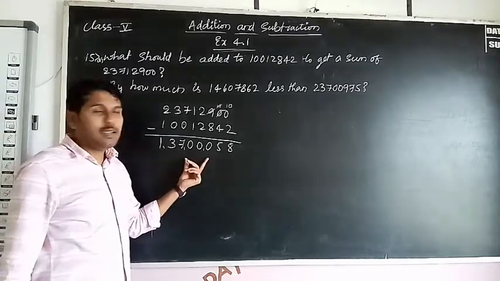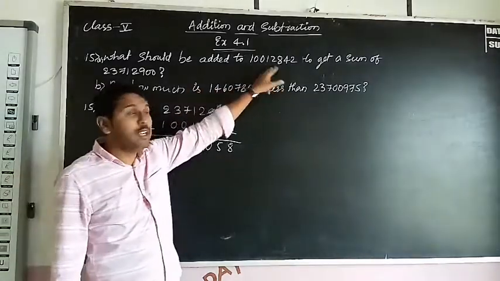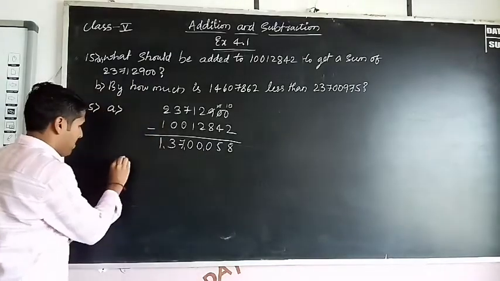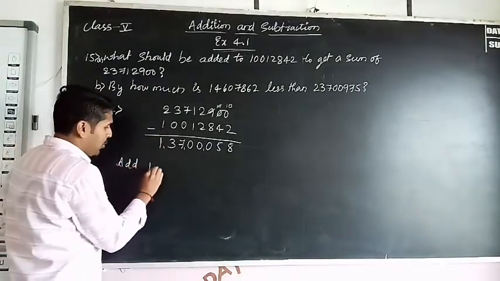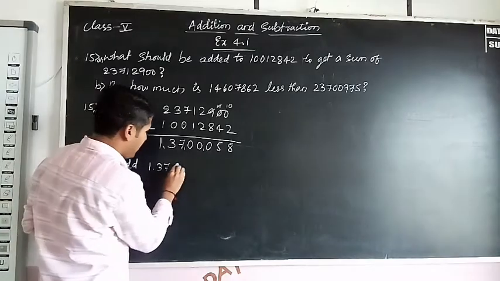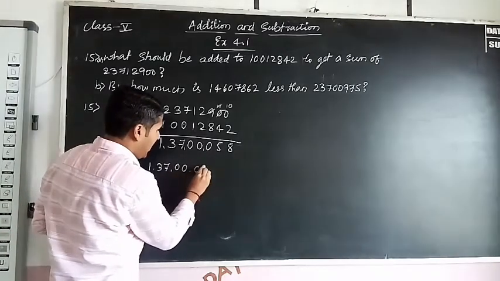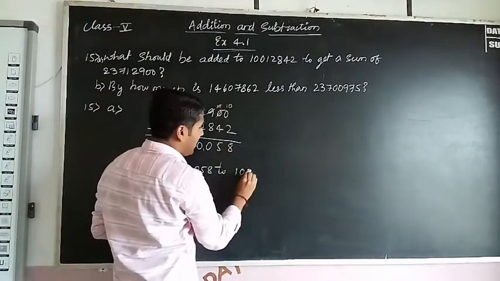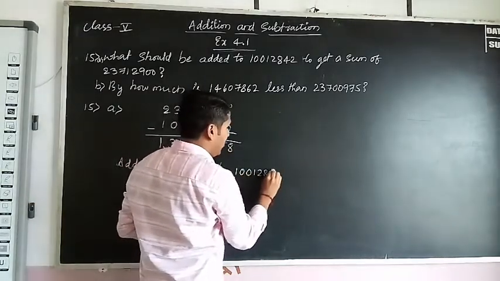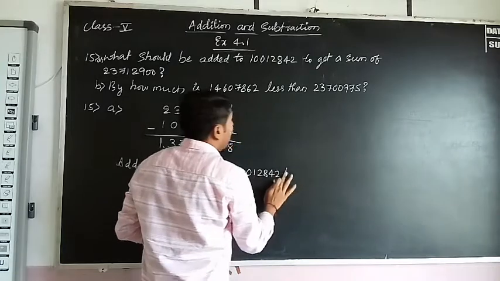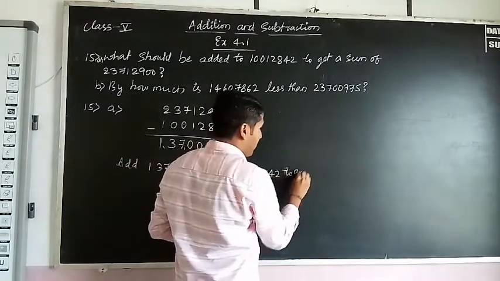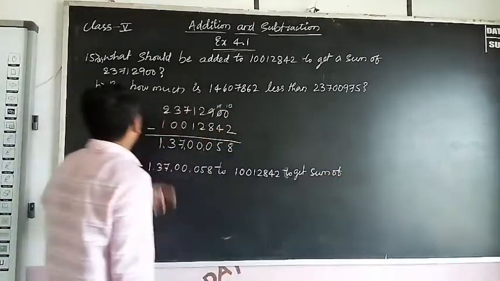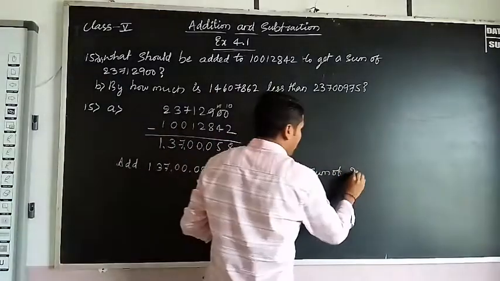You should add this number to this number to get the sum of this number. Add 1,37,58 to which number? That number. 28422 to get sum of this number.